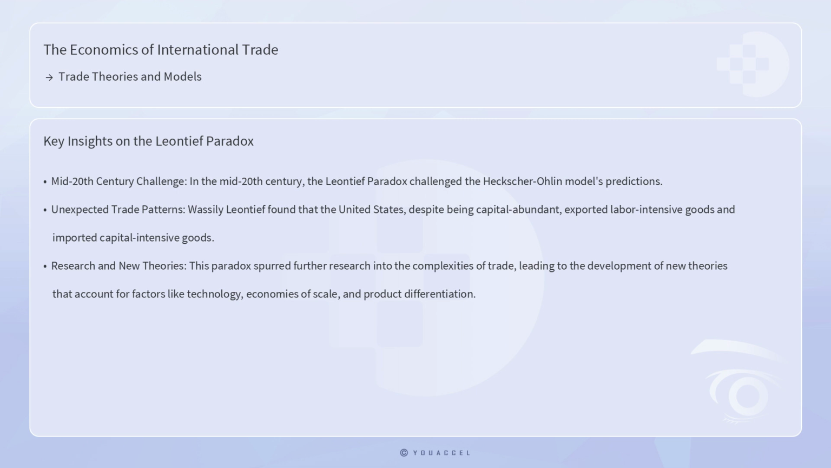In the mid-20th century, the Leontief paradox challenged the Heckscher-Ohlin model's predictions. Wassily Leontief found that the United States, despite being capital-abundant, exported labor-intensive goods and imported capital-intensive goods, contrary to the model's expectations. This paradox spurred further research into the complexities of trade, leading to the development of new theories that account for factors like technology, economies of scale, and product differentiation.